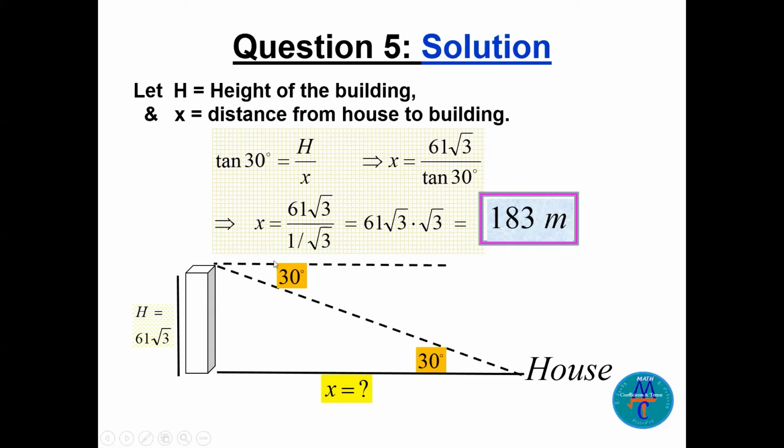So tan of 30, we can say, is h, the height of the building, divided by x. Now x will be, h is 61 square root of 3, given. Tan of 30 will be 1 over square root of 3. So it will be 61 square root of 3 times the reciprocal here, square root of 3. So the answer will be 183 meters.